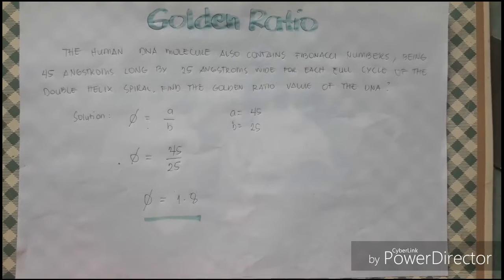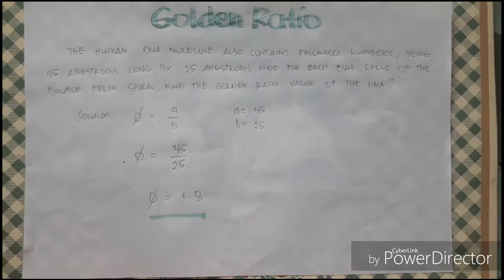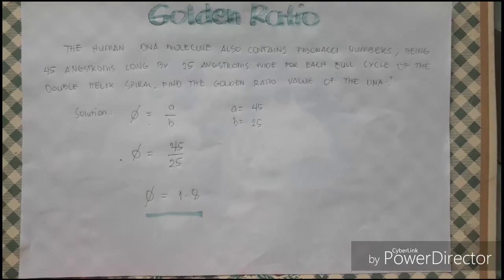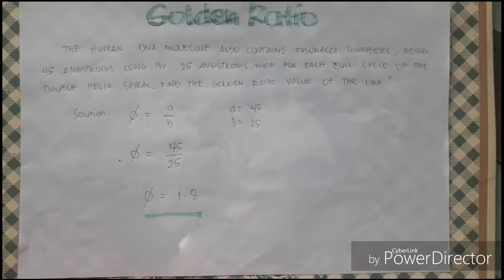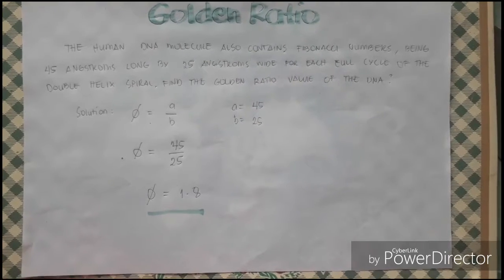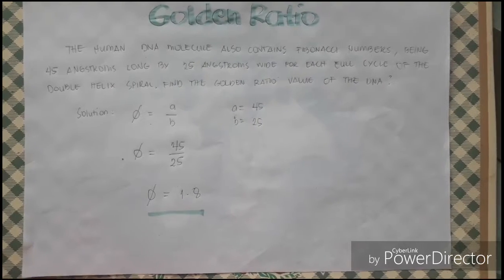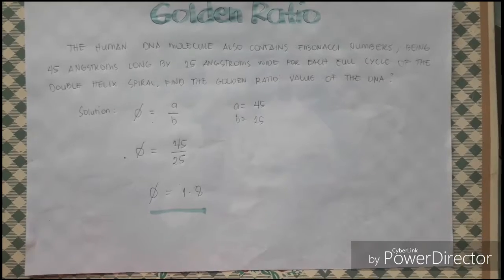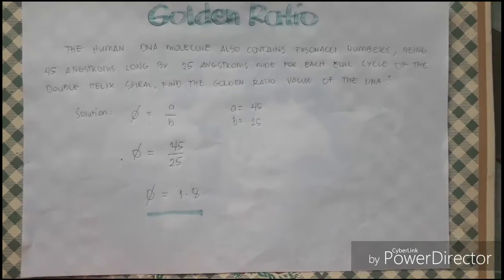Find the golden ratio value of the DNA. The formula in getting the golden ratio is equal to A over B. A will become 45 angstroms and B will become 25 angstroms. Then substitute the A and B, which is 45 over 25, then the answer would be 1.8. Our golden ratio is 1.8.